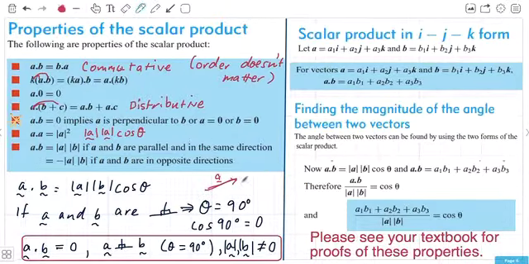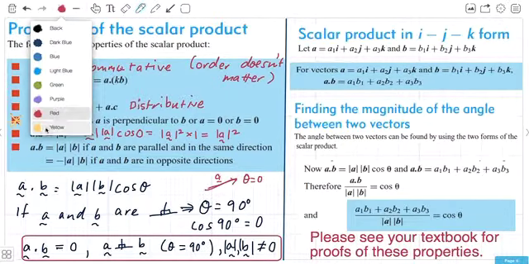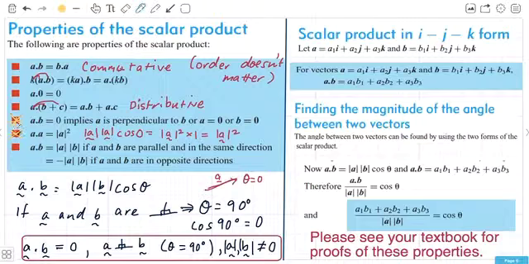Well, the angle theta would be 0. There's no angle between them. So we can actually think about this as being the magnitude of A times the magnitude of A cos 0. And we know cos of 0 is 1. So that would be the magnitude of A squared times 1, which is the magnitude of A squared. So that's where we get this result. That's also another key one. I'll highlight that one with some yellow too.